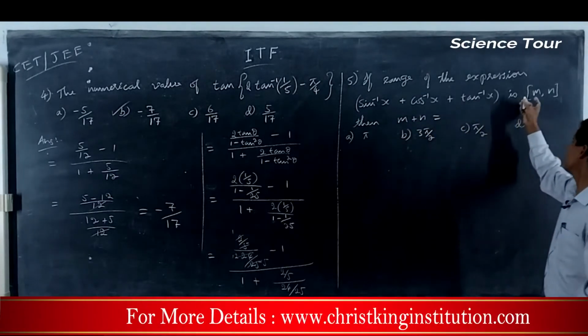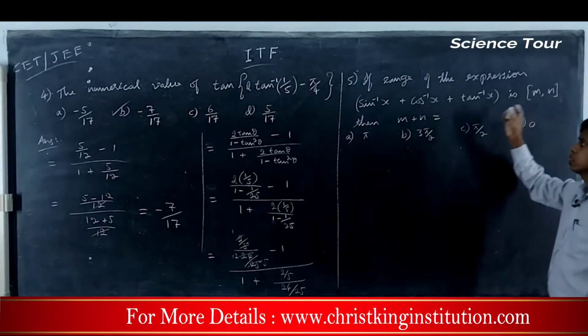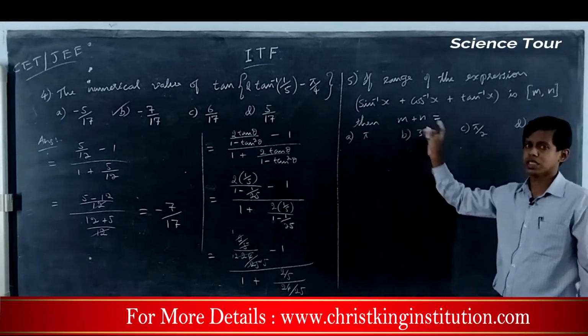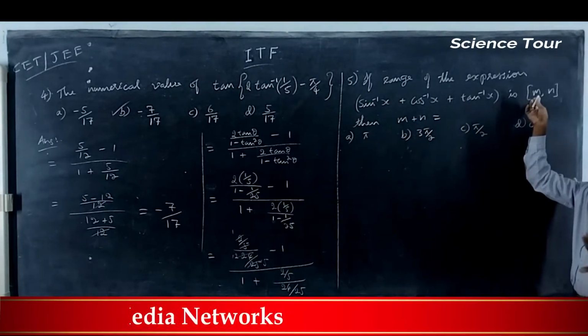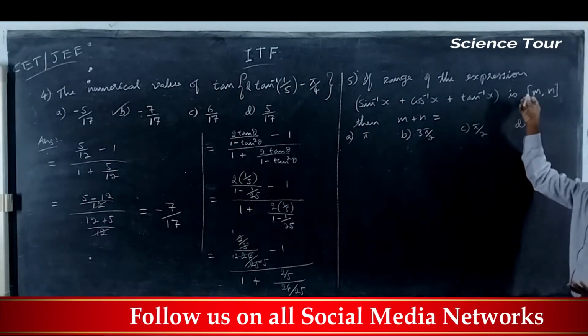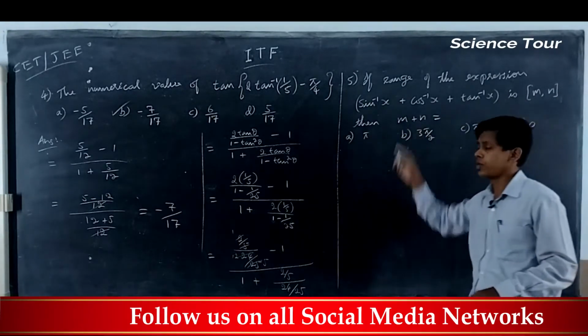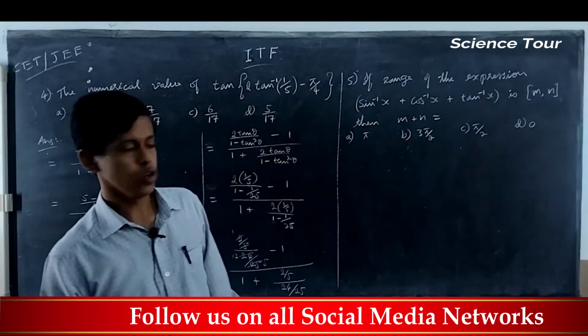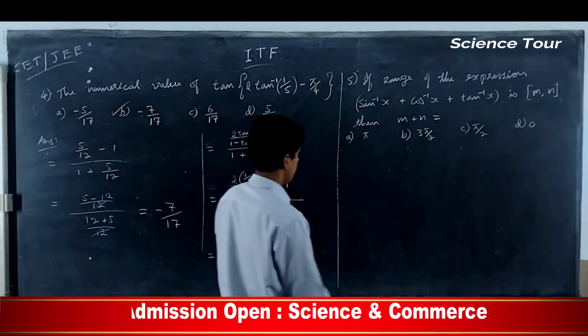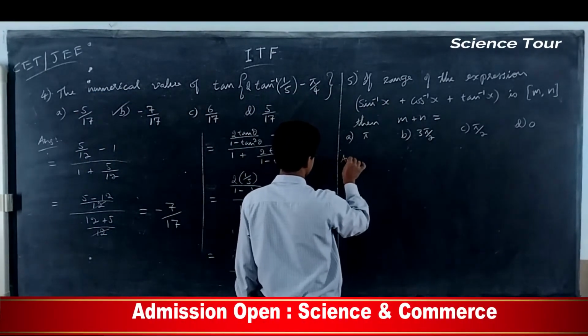You just have to add these numbers. Okay, so you have to find m plus n, that's it. The lowest value and the highest value have to be added to get that m plus n value. Well, now first let me start with the given expression.